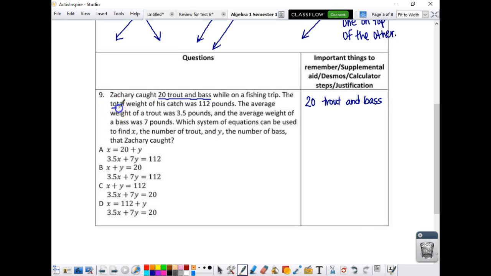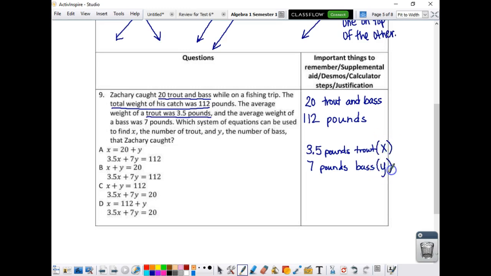The total weight of his catch was 112 pounds. So you have 2 different totals. One total's for fish, one total's for the weight. The average weight of a trout was 3.5 pounds. So 3.5 pounds for the trout. And the average weight of a bass was 7 pounds. 7 pounds for the bass. Which system of equations can be used to find x, the number of trout? So they want you to use x for this one and y for this one.